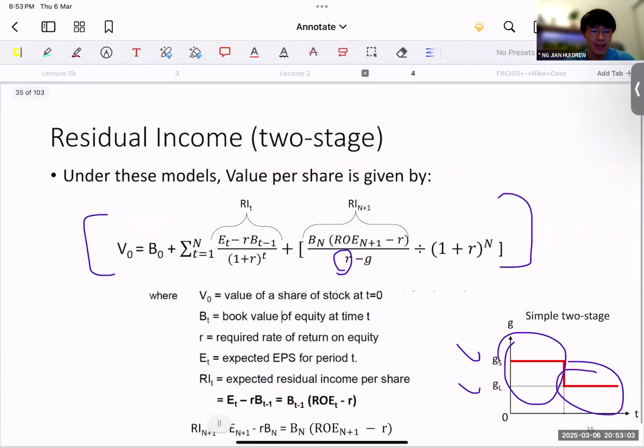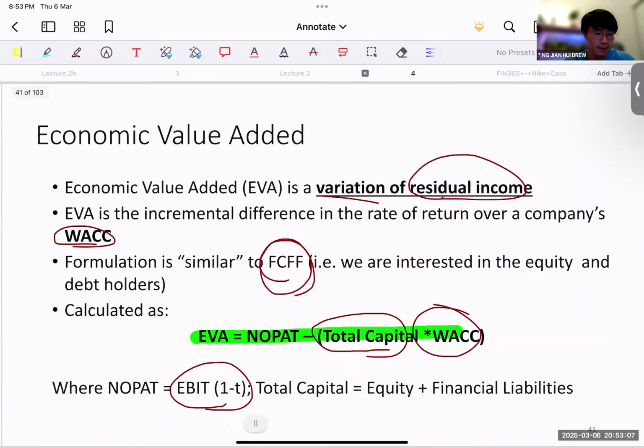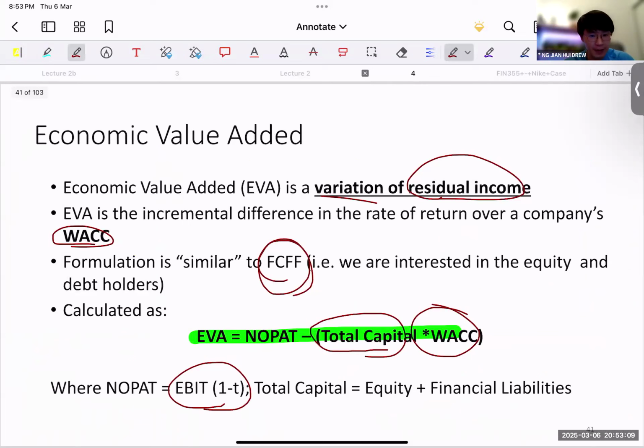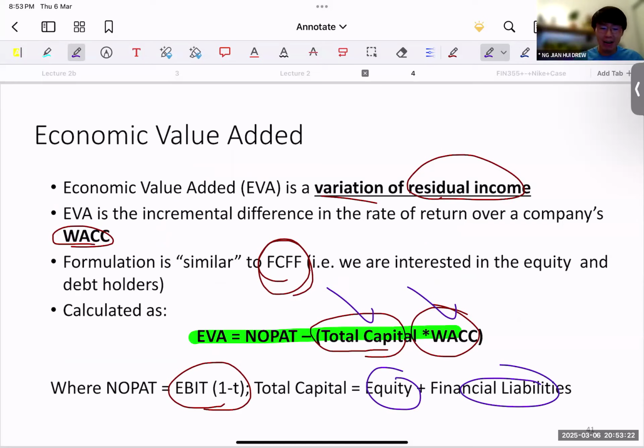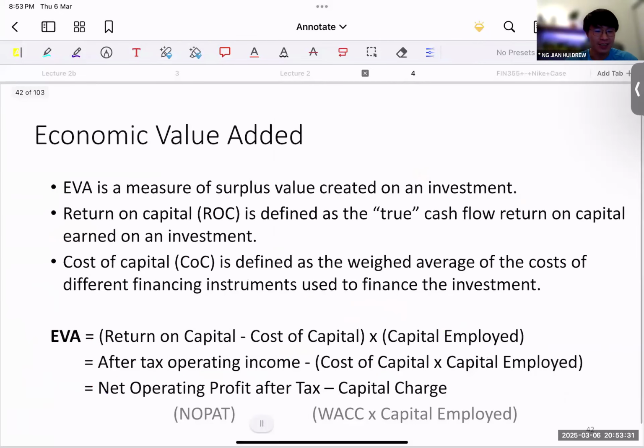Let me just flip back to EVA again. Can you see? We use total capital and the weighted average cost of capital. Total capital is equity plus liabilities. The question now is, what's the difference between NOPAT and net income? Hopefully that's your question, because we'll look into that in just a bit.